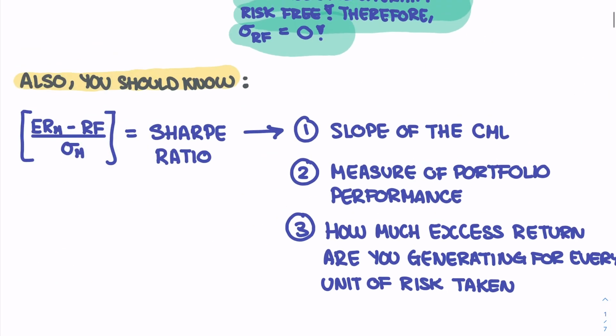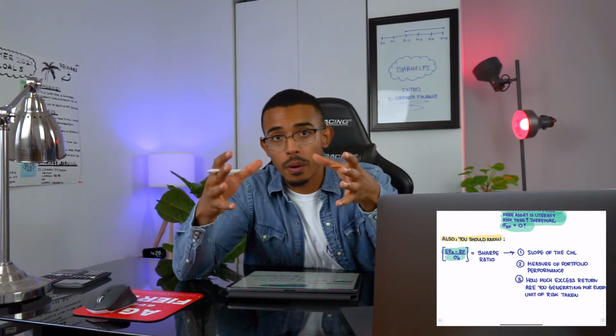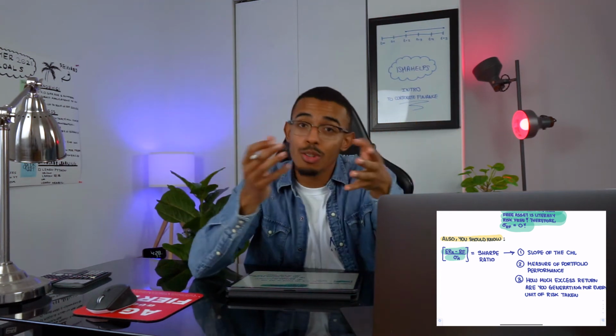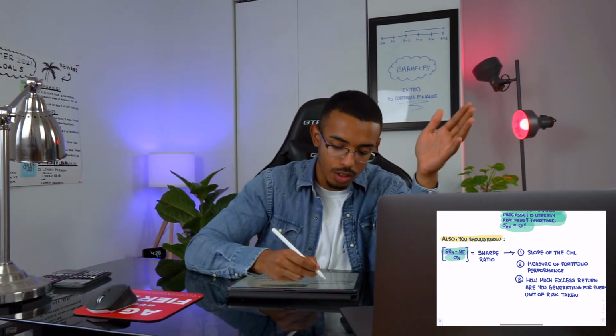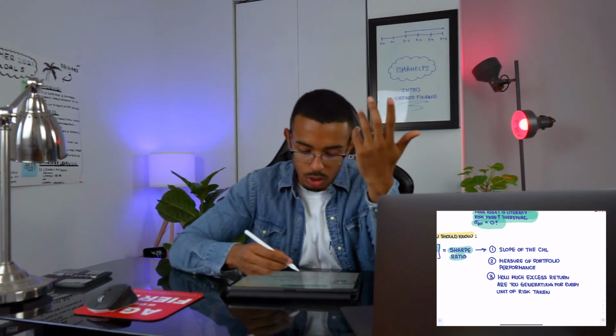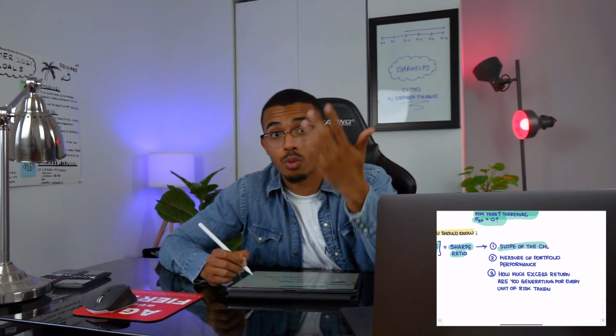Now, I want to make a little jump to what these slopes actually are and what they mean. The slope of your CML is what we call the Sharpe ratio. You've got to know that that's the Sharpe ratio. And the Sharpe ratio is really cool because it's, once again, the slope of the CML. It's a measure of portfolio performance for investors, managers, analysts, and all that good stuff.